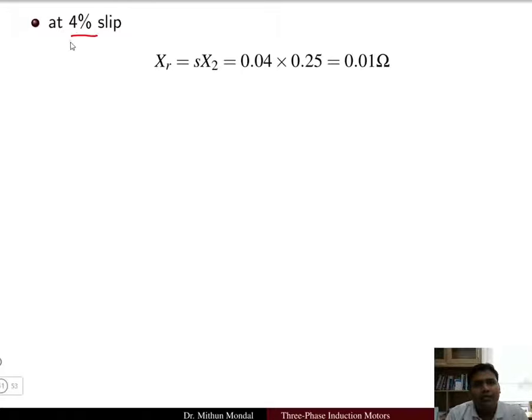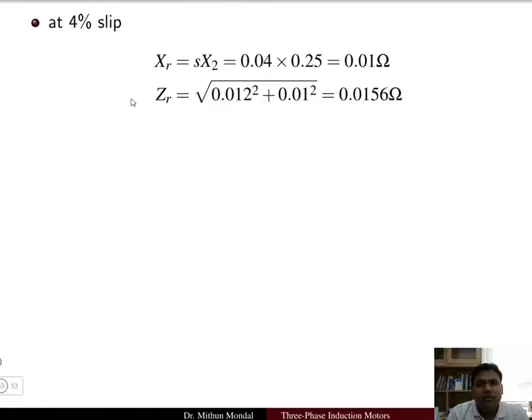Now at 4% slip, so the value of the slip is basically 0.04. The resistance will be constant, irrespective of the speed of the machine, but the reactance will change. So this will be slip times the standstill reactance. The standstill reactance was 0.25, this is the value of X2, and this is the slip at which we need to calculate the reactance. So this gives 0.01 ohms.